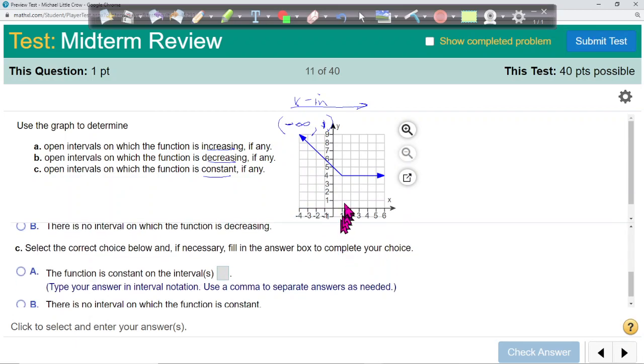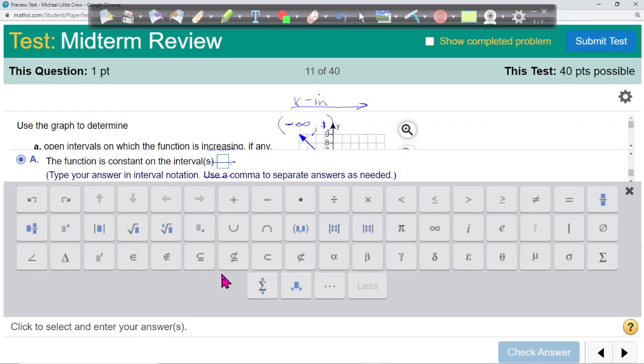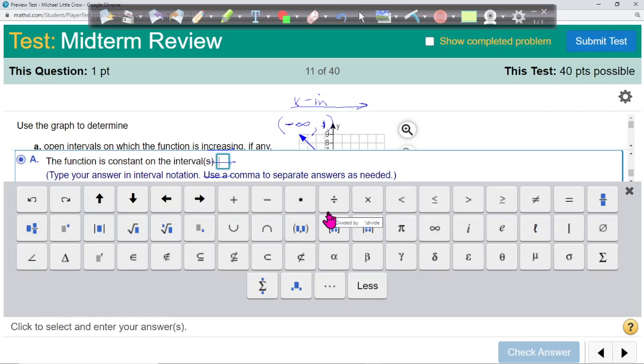And then where's it constant? Well, it's constant everywhere else, starting at 1 all the way to positive infinity. So we see a constant section. And again, you'll get something maybe a little different, so you've got to be prepared for all of these. So this one, again, going from smallest to largest, we report that at x equals 1. On one side it's decreasing, but at 1 it's neither increasing or decreasing, and then we're constant until we get to infinity.